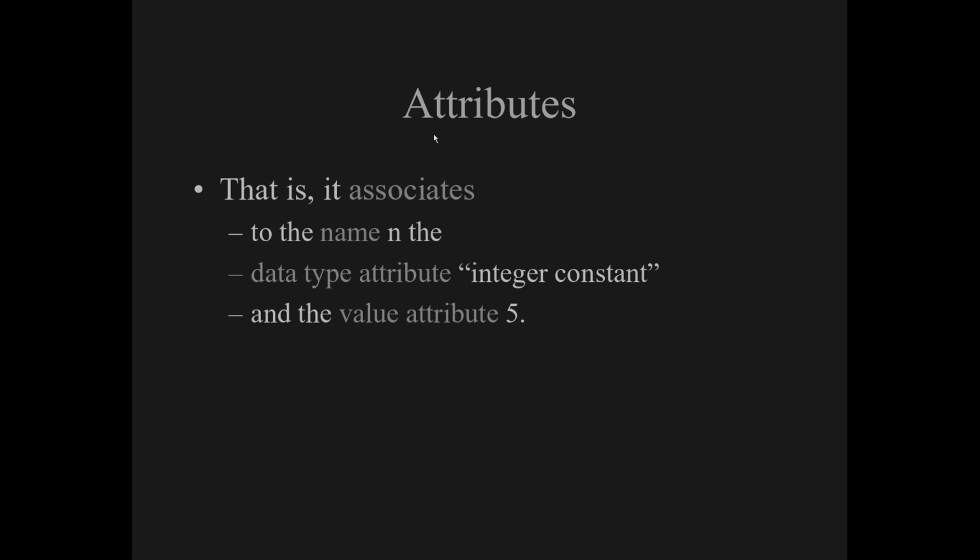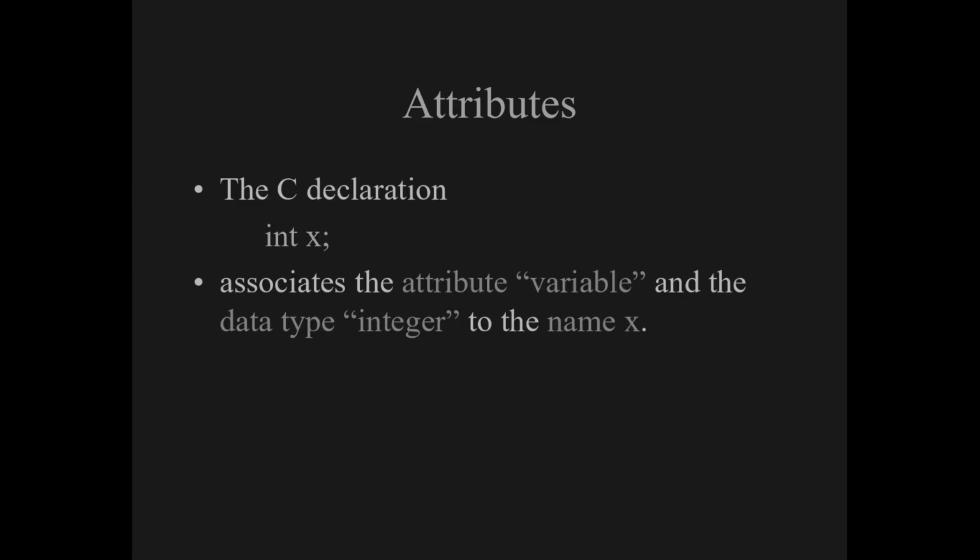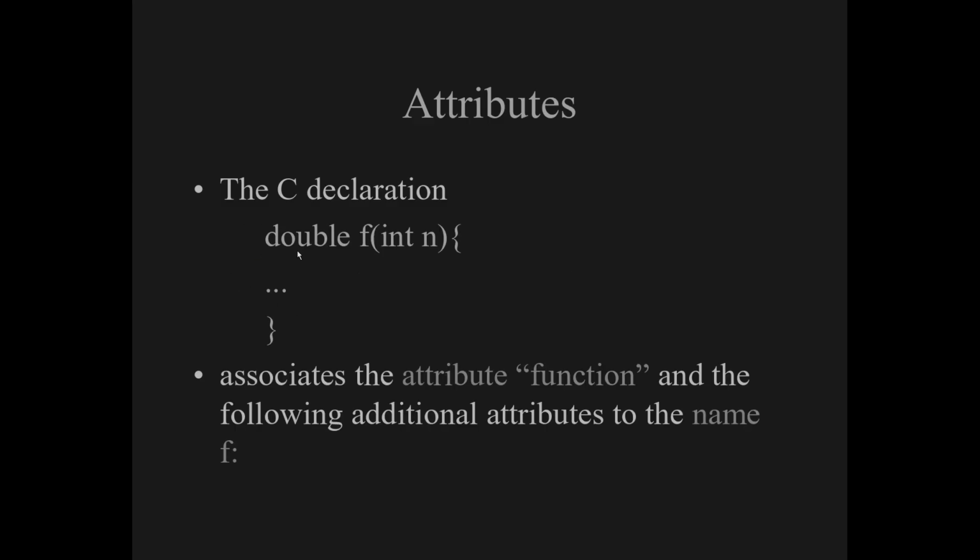So what this slide says is what I just said. The declaration itself associates to the name n the data type attribute integer constant and the value attribute 5. Okay? Now, this declaration int x does the same thing. It associates the type integer to the name x. No value because there's no value given in the declaration.